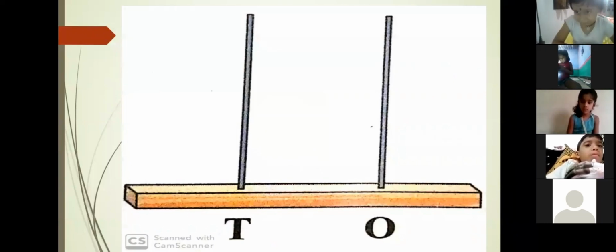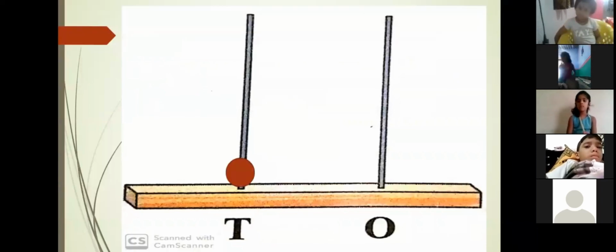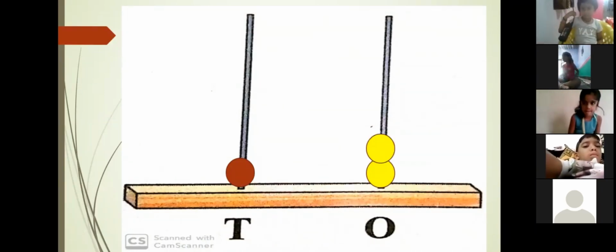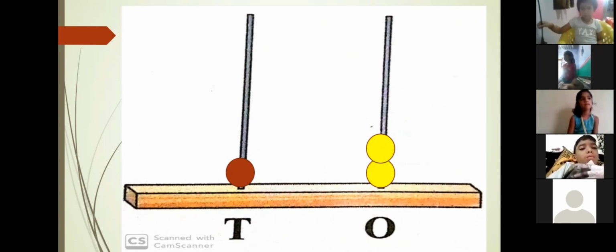So 12 is the number. How do we put the beads? Let us see. 1 ten and 2 ones. This is called 12. In 12 we have 1 ten. So we will put 1 bead in tens place and 2 ones, so 2 beads in ones place.